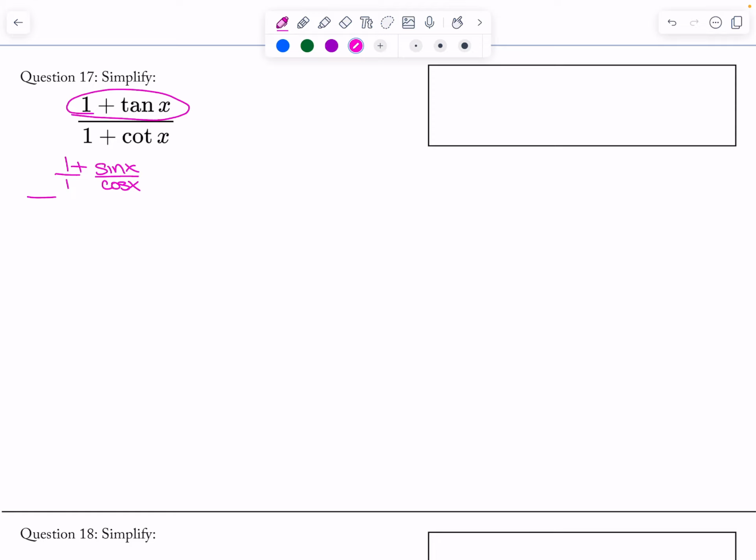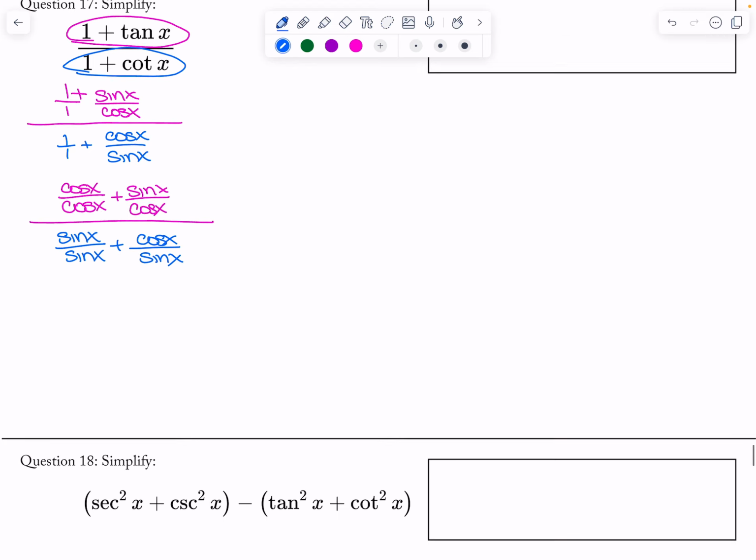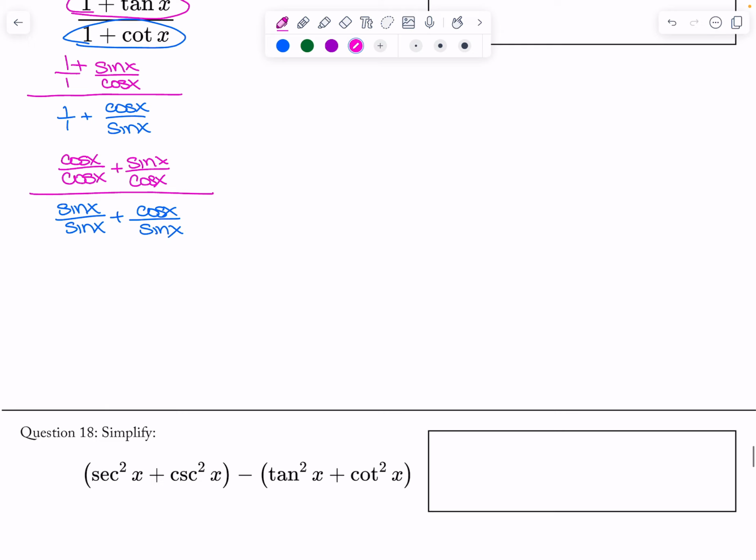That is my numerator. Divided by my denominator here, which is 1 over 1 plus cosine of x over sine of x. So now I'm going to find a common denominator in my numerator. So I have a cosine of x over cosine of x plus sine of x over cosine of x. And then my denominator will be a sine of x over sine of x plus cosine of x over sine of x.